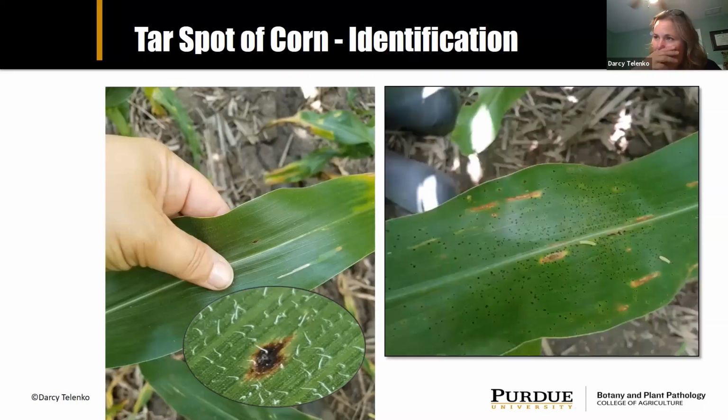But this is what happened a week later as I sent my student back. And that's how fast we can go from hardly being able to find one to going out and finding hundreds easily. And so this is the unique thing about this disease. It's got this rapid disease development within the crop canopy once it gets going.